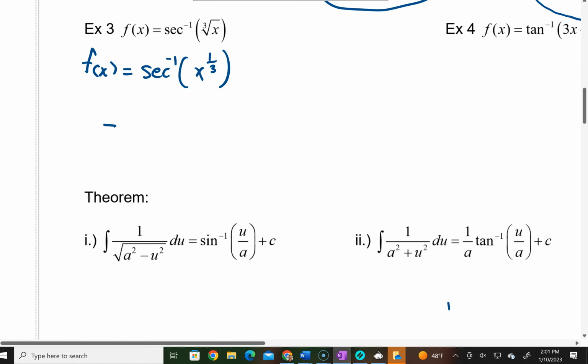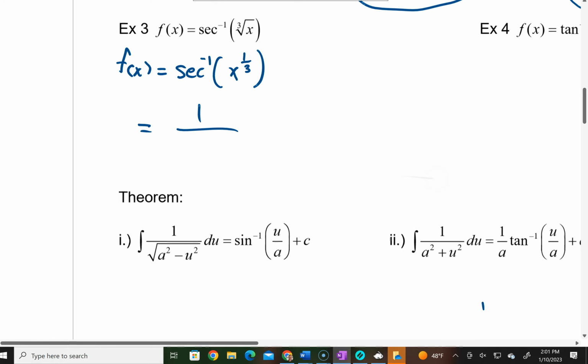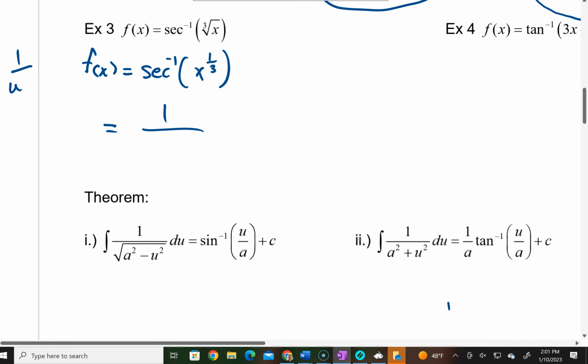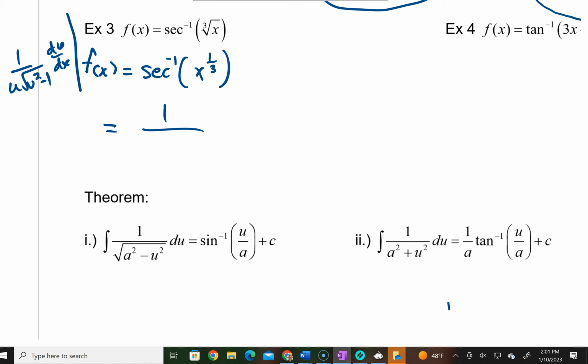We're going to have 1 over, and remember how that template's looking. It's 1 over u squared minus 1 du dx. That's kind of like what we're following. So I'm going to go 1 over, and I've got my u. That's x to the 1/3. Then I've got my square root. And then I'm going to have my u, which is x to the 1/3, but I'm going to square it. Then I'm going to say minus 1. But then we've got to clean it up. We've got to do our du dx.